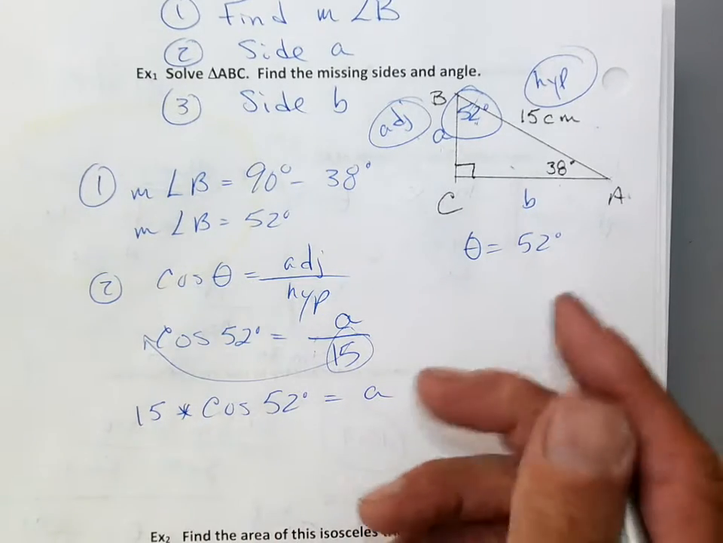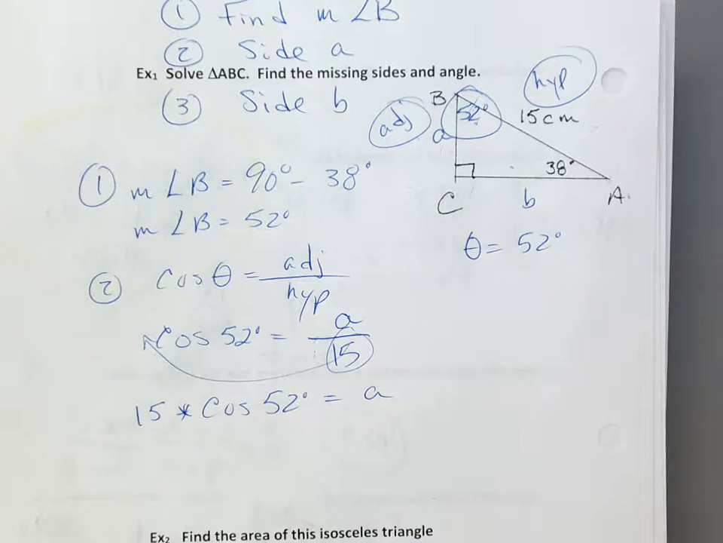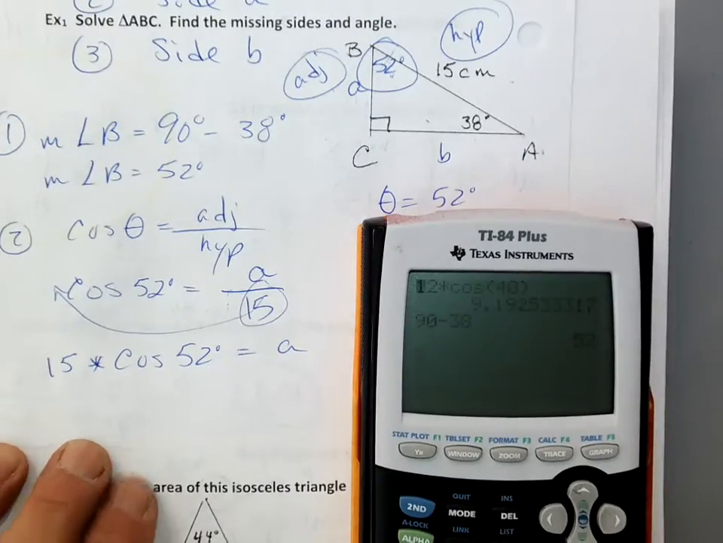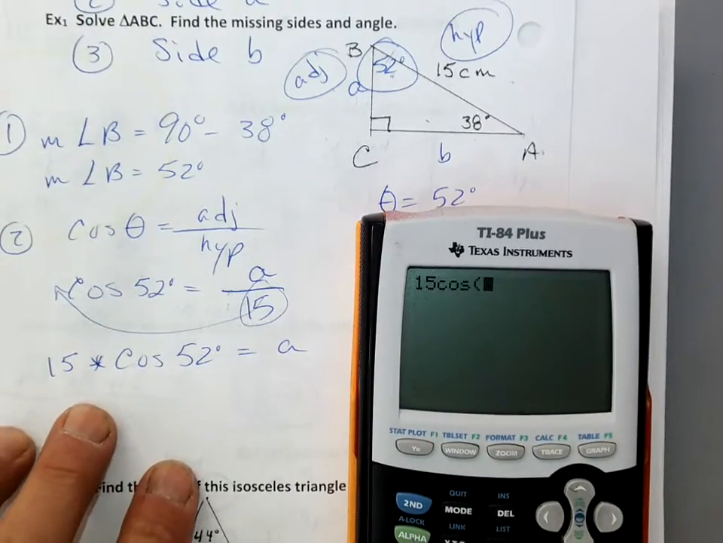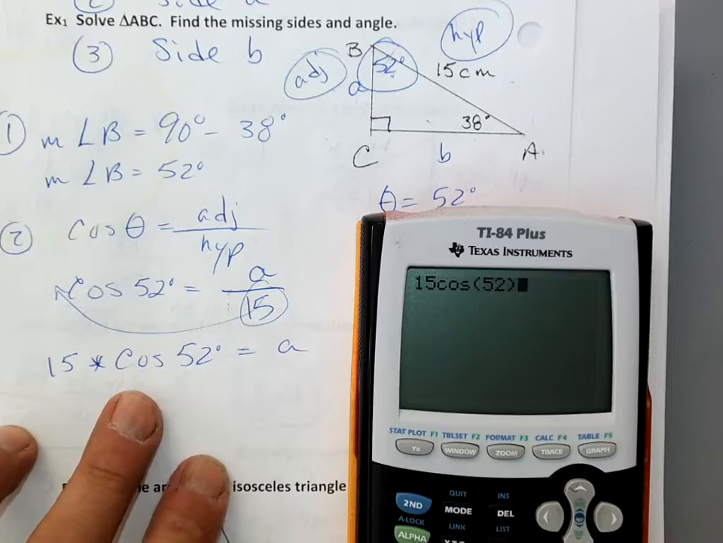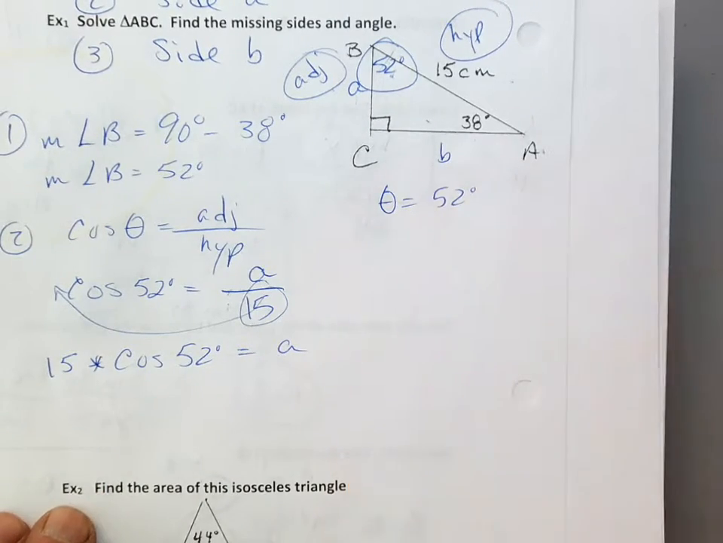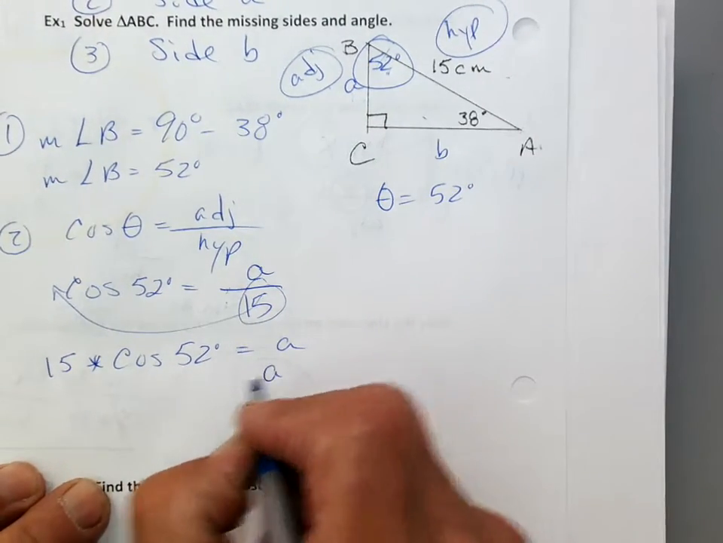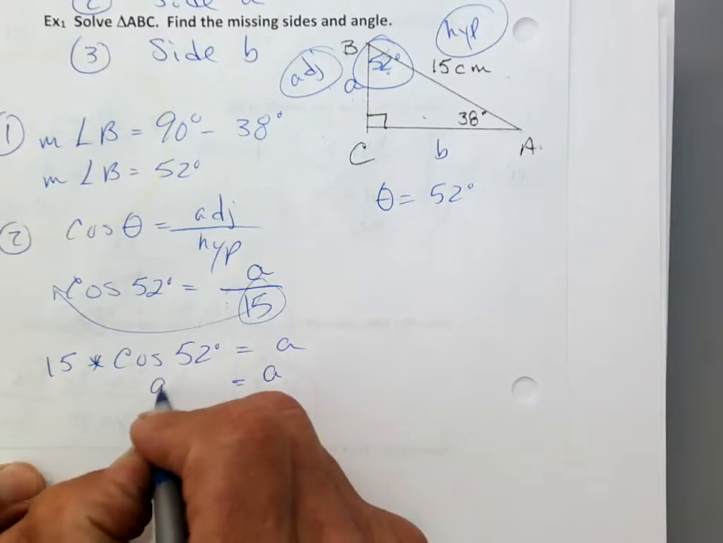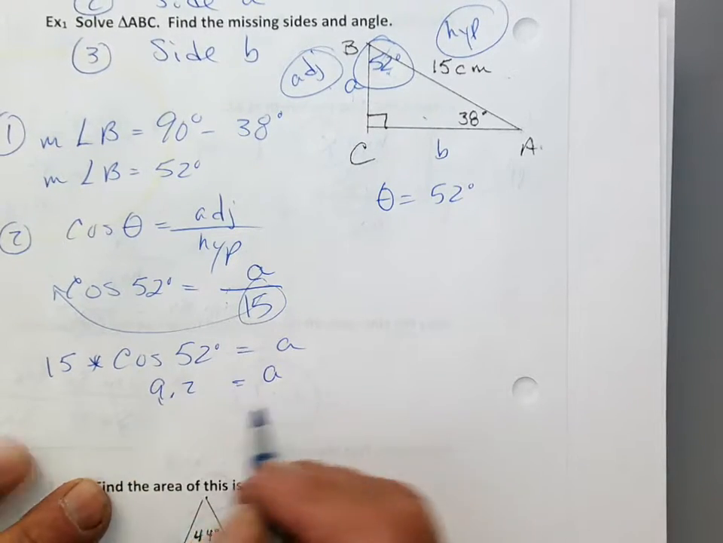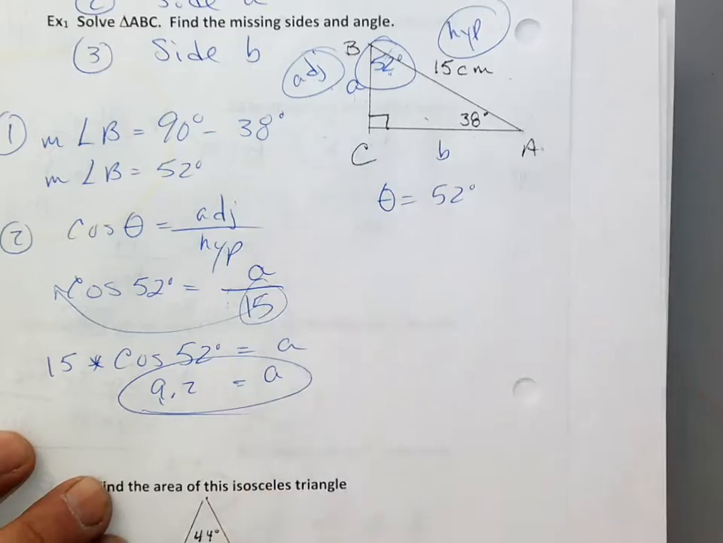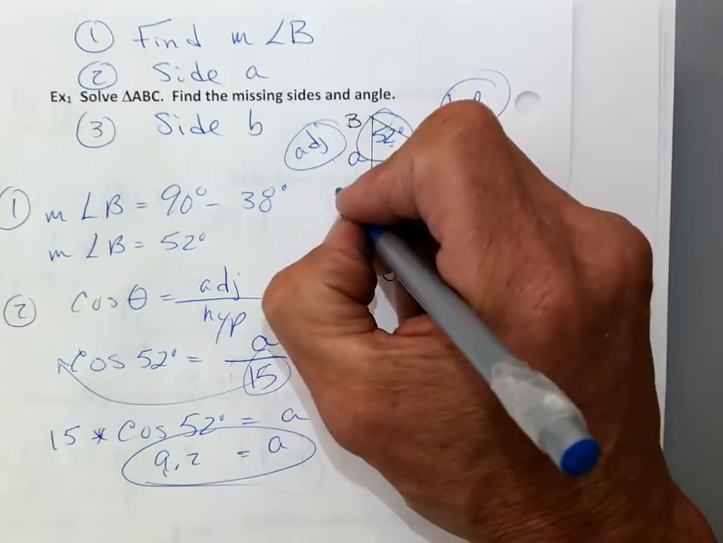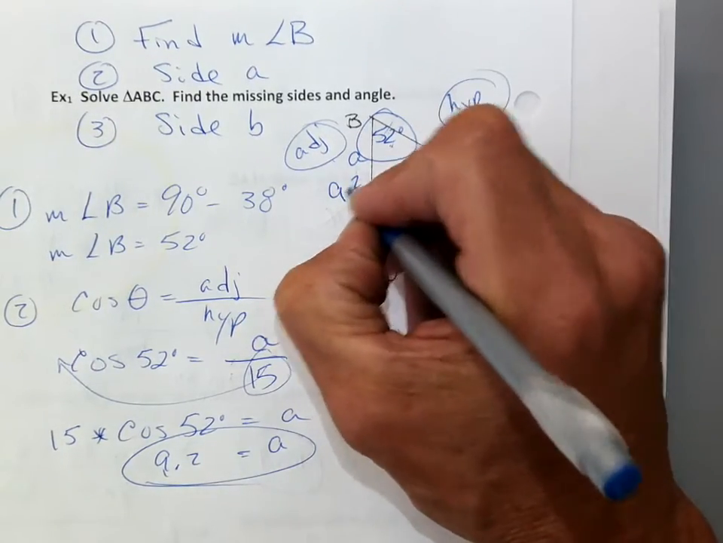Now I have to have a calculator, because the cosine of 52 is a number somewhere in my calculator, right? So I just take my calculator. We go 15 cosine of 52, and I get an answer of about 9.2. Okay, little a is about 9.2. So I'm going to put my 9.2 up into my figure. That's really about 9.2, okay, I'll put that in there.